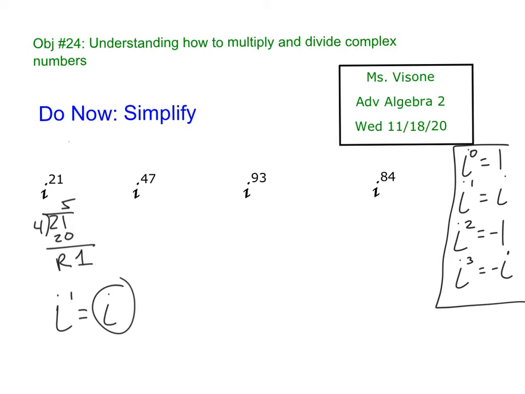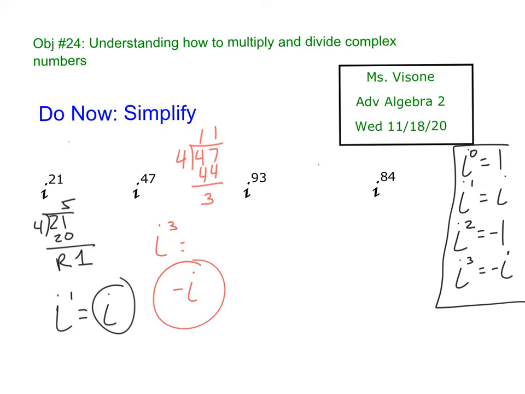Number 2, 47. 4 goes into that 11 times. So we're taking out 4, 11 i to the fourths, and we're left with 3. So that's our new exponent, i to the third. And then we look in our chart, and i to the third is -i.